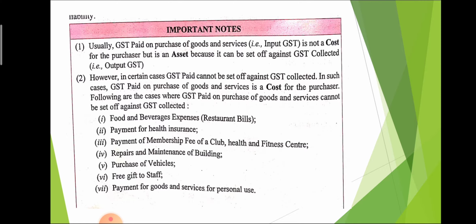So what are the circumstances in which the GST is not paid or not adjusted? The cases are food and beverage expenses, payment for health insurance, payment of membership fee of a club, health and fitness center, repairs and maintenance of building, purchase of vehicles, free gift to staff, payment for goods and services for personal use. In these cases, input GST is not adjusted with output GST.